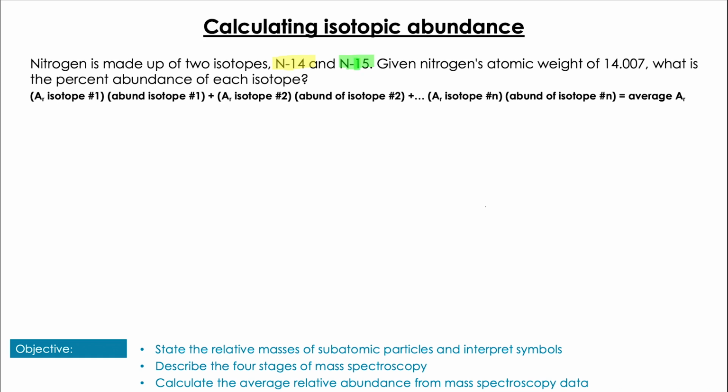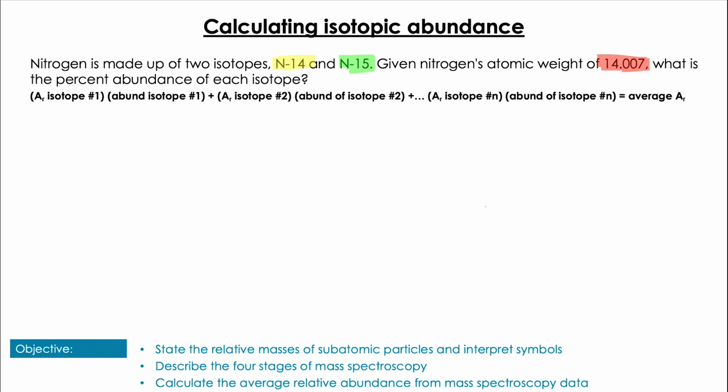So another type of question you might come up against is calculating the isotopic abundance from the atomic weight. So here we've got nitrogen. So we've got nitrogen 14 and nitrogen 15. And it gives us the atomic weight. So that's the relative isotopic mass. And we want to find out the amount of each of these isotopes. So we've got unknowns here.